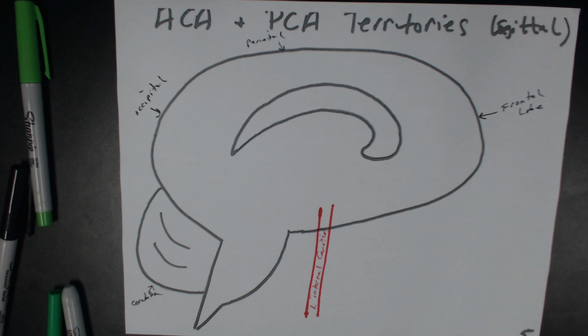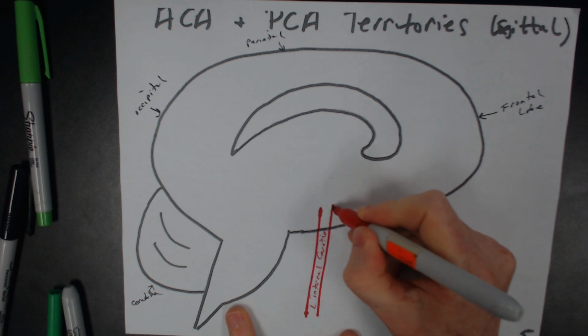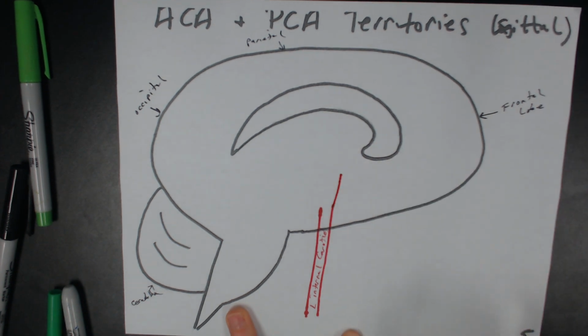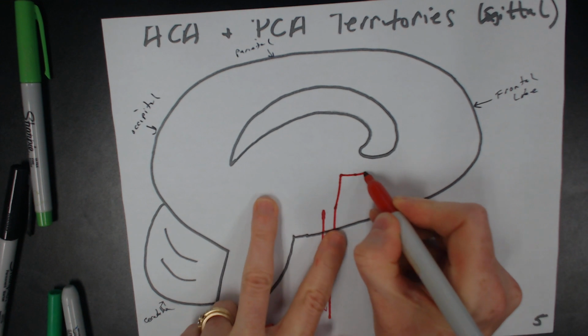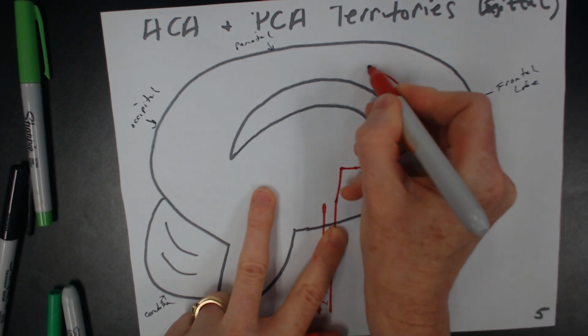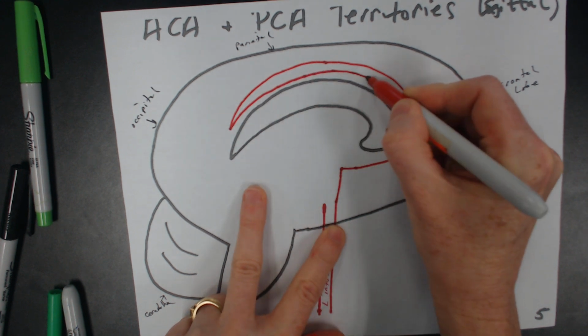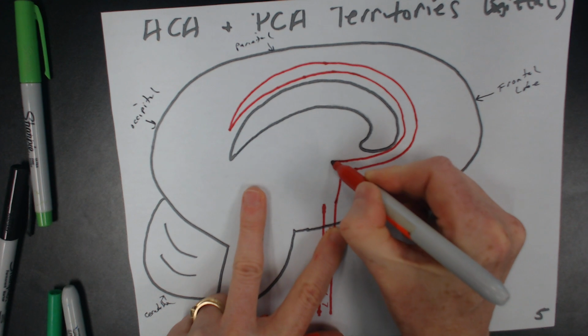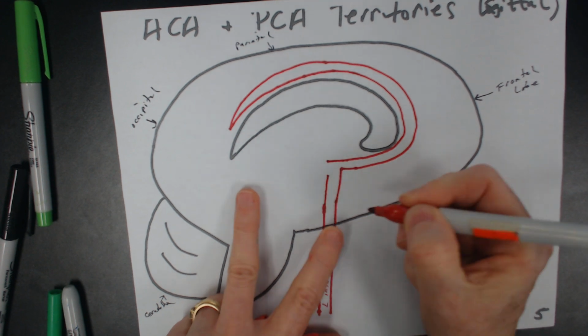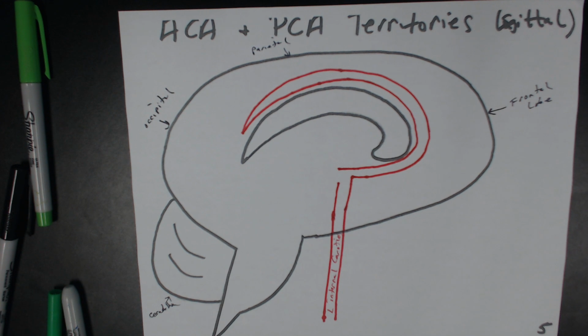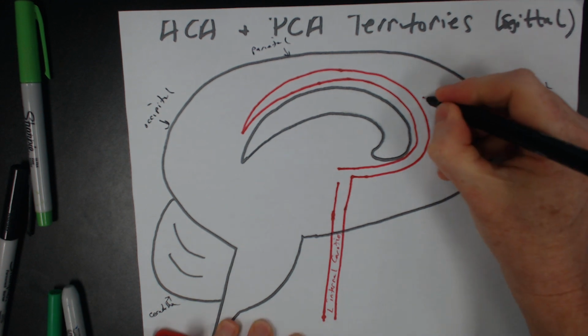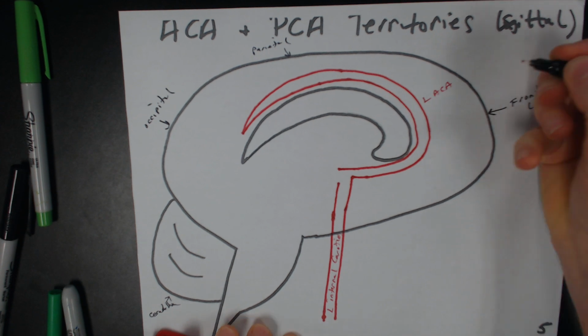Okay. That's my left internal carotid. And my left internal carotid is going to travel all the way up to about the level of the eye, I said, and it's going to flip over the corpus callosum just like that. And what's the name of that artery that flips over the corpus callosum, comes off the internal carotid? ACA. Correct. This is going to be my left ACA, my anterior cerebral artery.